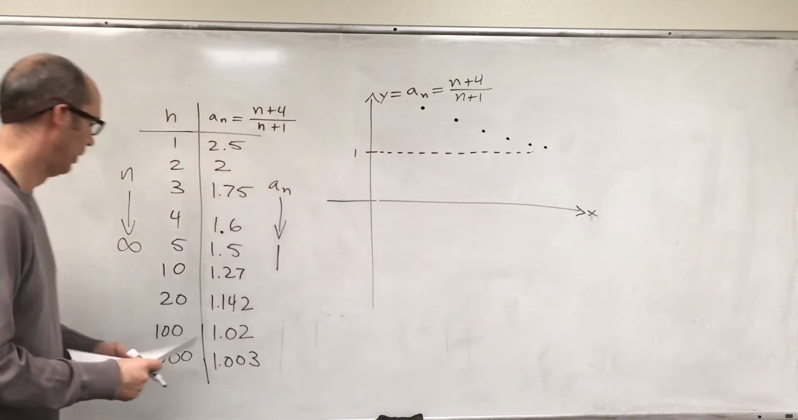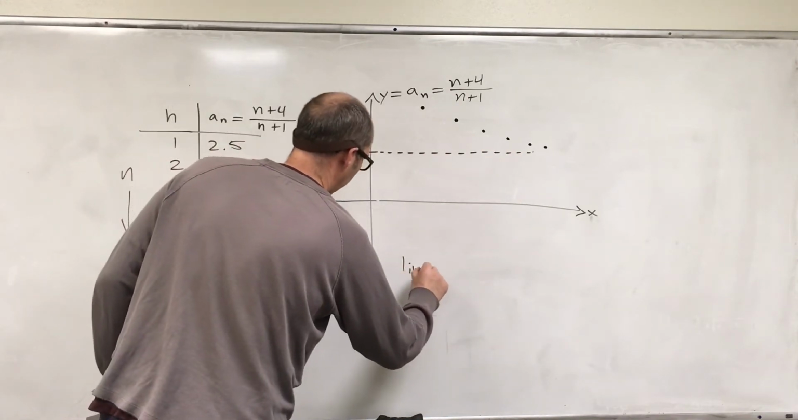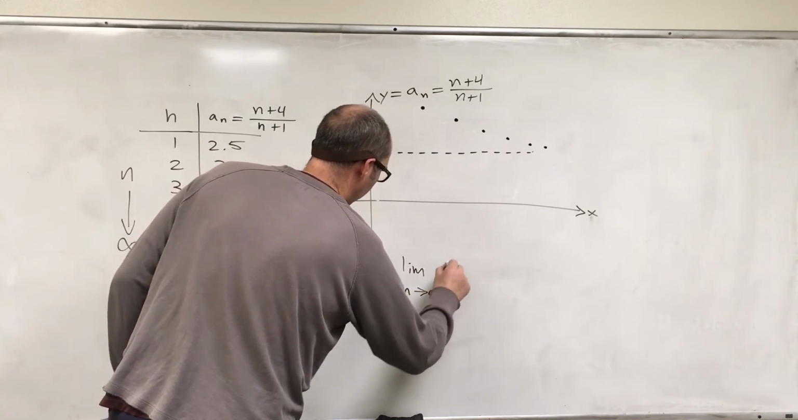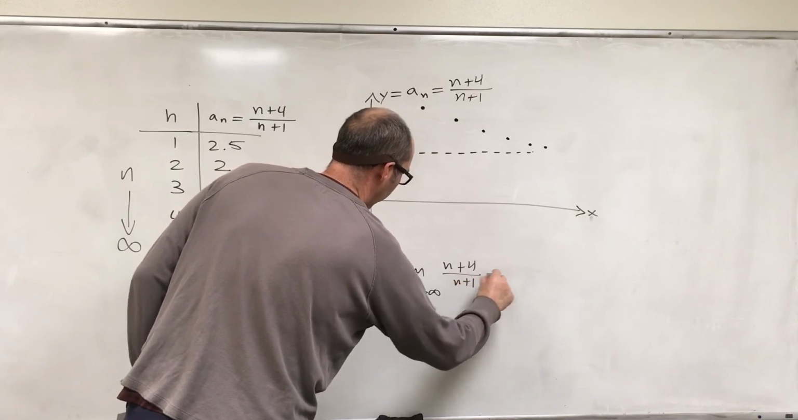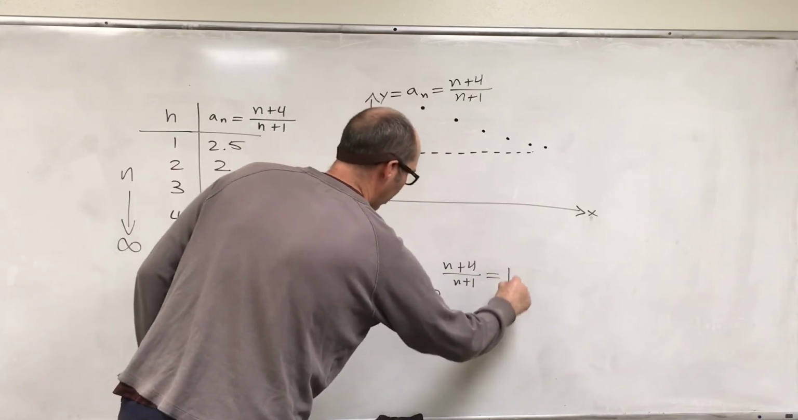Okay, so here we'd say that the limit as n approaches infinity of an, otherwise known as n plus 4 over n plus 1, equals 1.